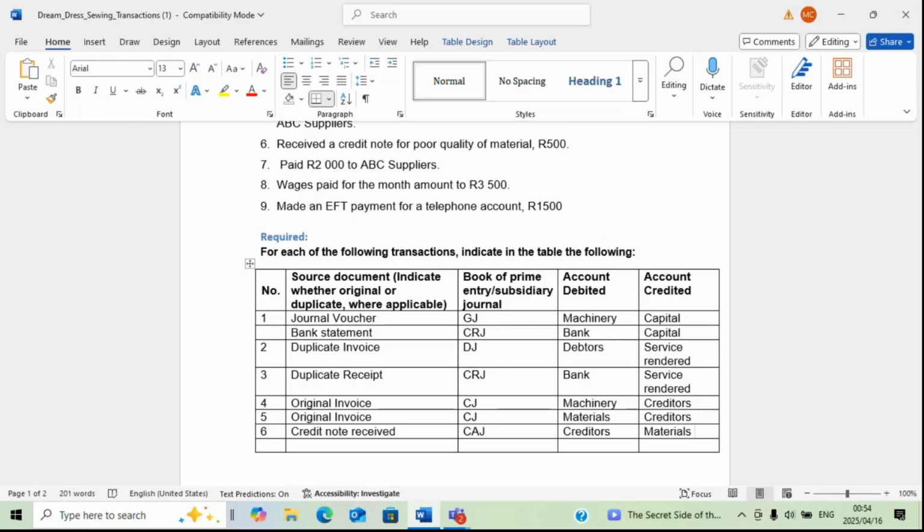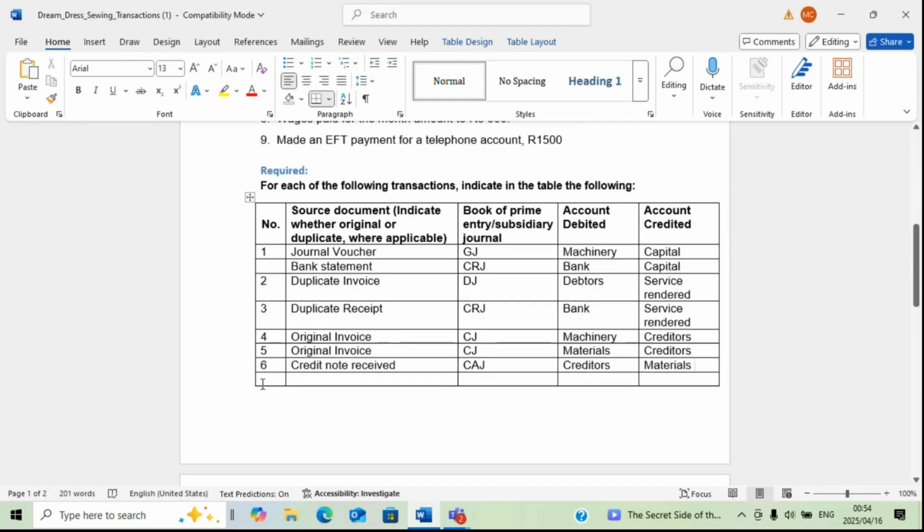Right? And then let's go to transaction number 7. That is how you're supposed to record transaction number 6, okay? So let's go to transaction number 7.